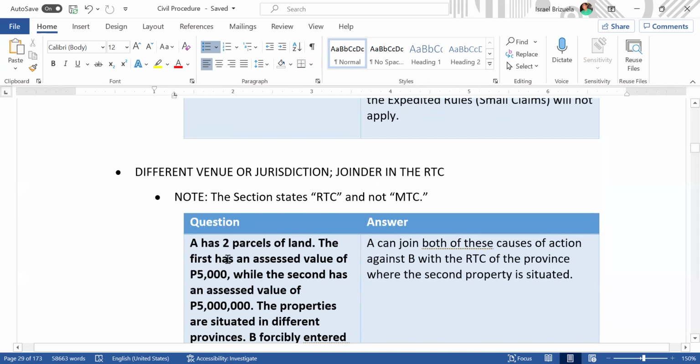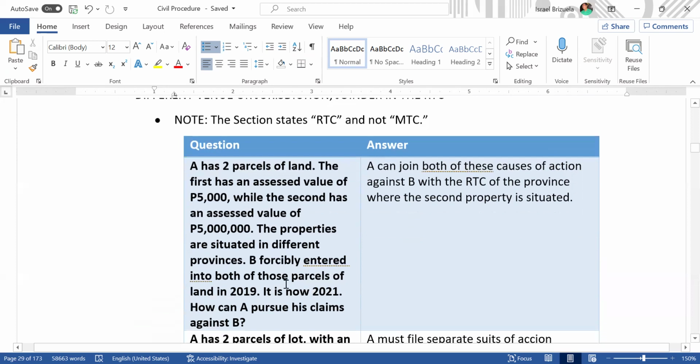Different venue or jurisdiction, joinder in the RTC. Note, the section states RTC, not MTC. A has two parcels of land. The first has an assessed value of 5,000, while the second has an assessed value of 5 million. The properties are situated in different provinces. B forcibly entered into both of those parcels of land in 2019. It is now 2021. How can A pursue his claims against B? A can join both causes of action against B in the RTC of the province where the second parcel is situated.